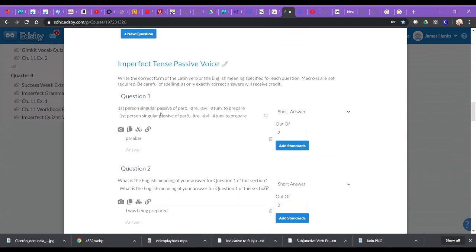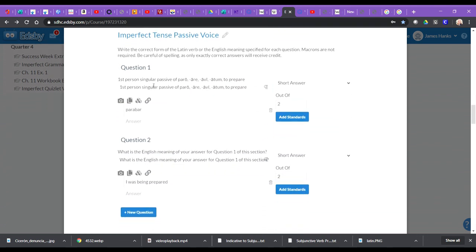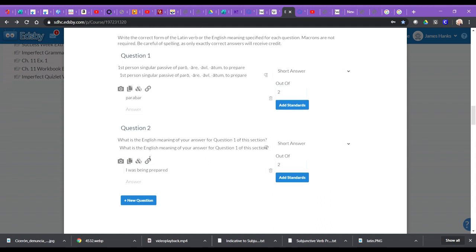and then it moves on to the imperfect tense passive voice. So it'll say what's the first person singular passive of whatever the verb is, something other than paro. If it were paro, you'd type in parabar, and then it's just like it did with the active voice, it would move on to the English. So what's the meaning of question 1's answer? Parabar is I was being prepared, because it's passive.